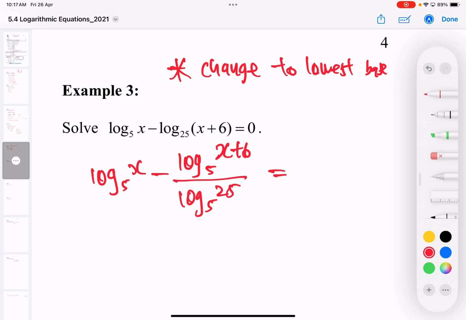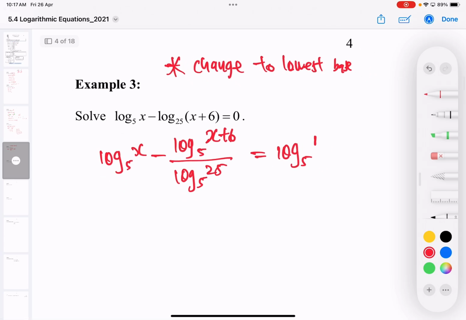How do I express this as log 5? What do I put here such that it will be 0? 1. Okay, so I have to put 1. Now that everything is expressed in base 5, let us try to manipulate.